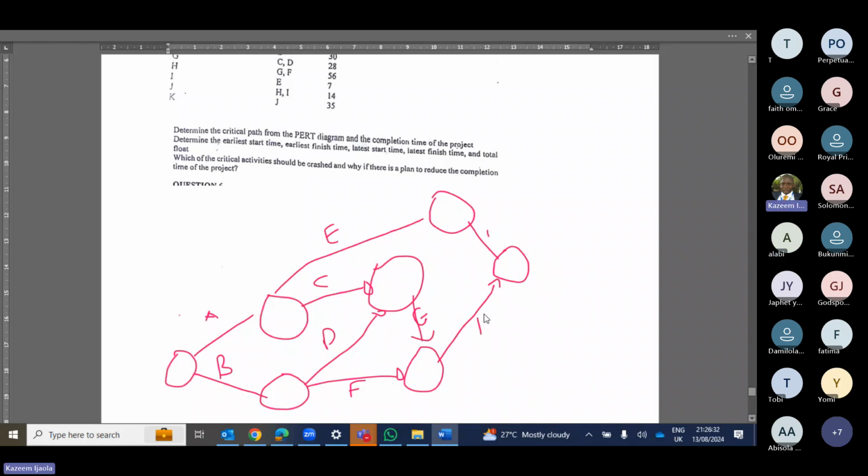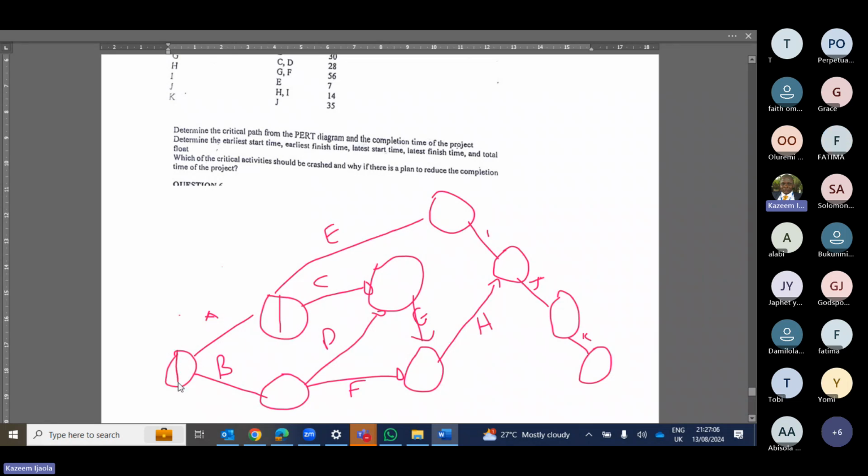H must meet up with what? With I. Then we now have H and I forming J. So this is our J. H and I form J, and J forms K. So this is just a diagram, right? I believe that most of you who sent the solution got this diagram right. So now that we've done the diagram, let's quickly do our forward part and backward part.